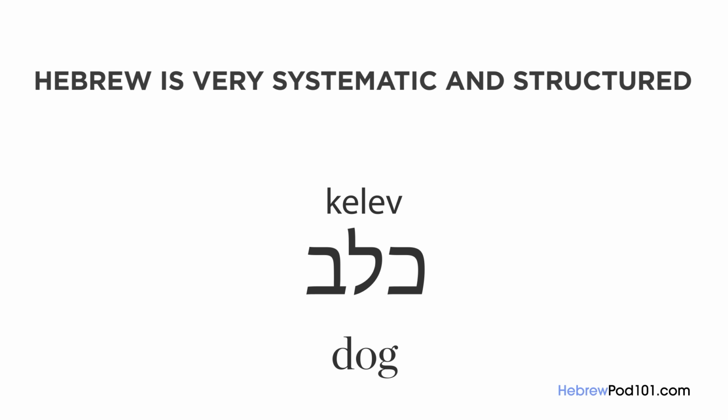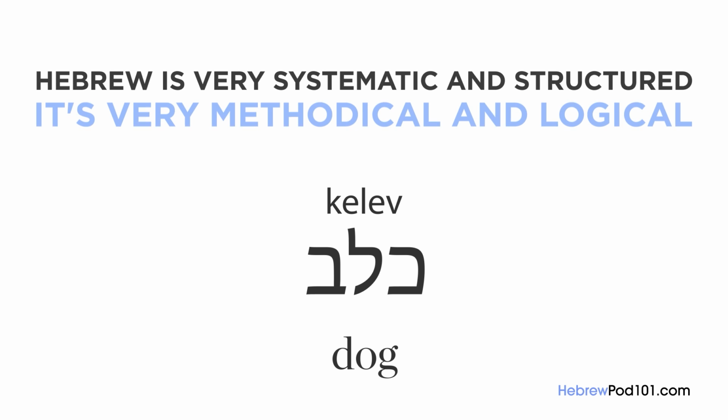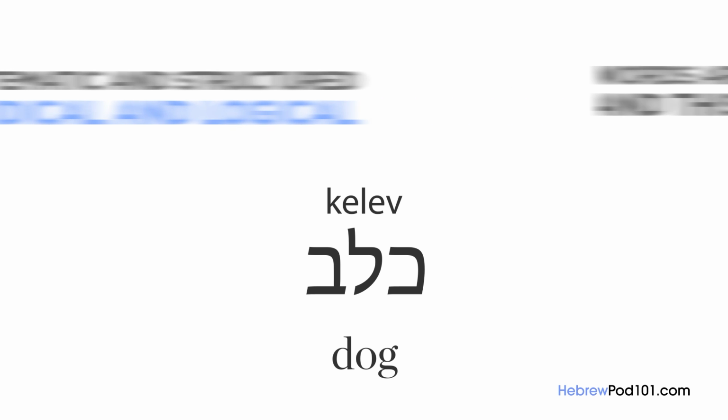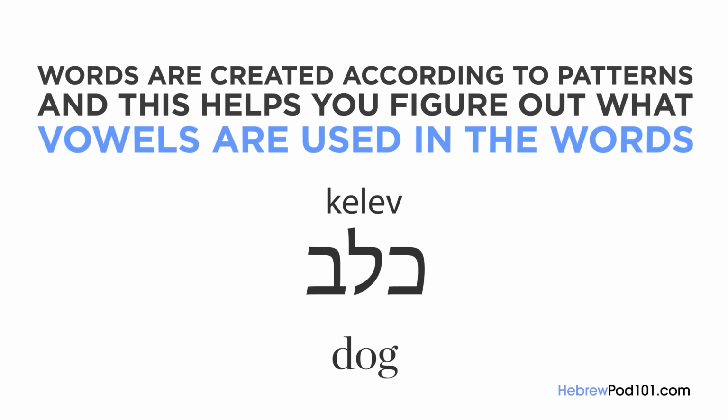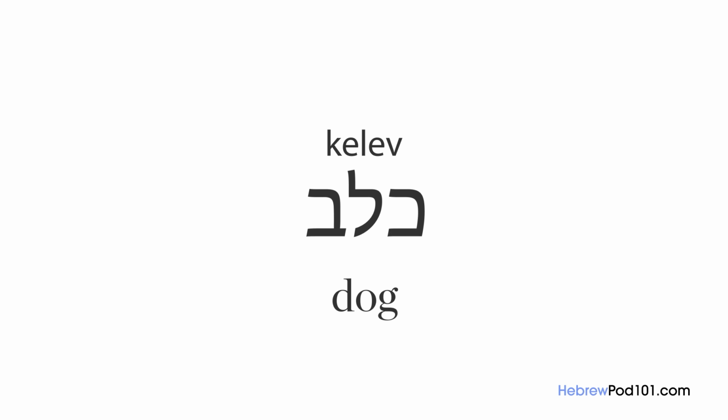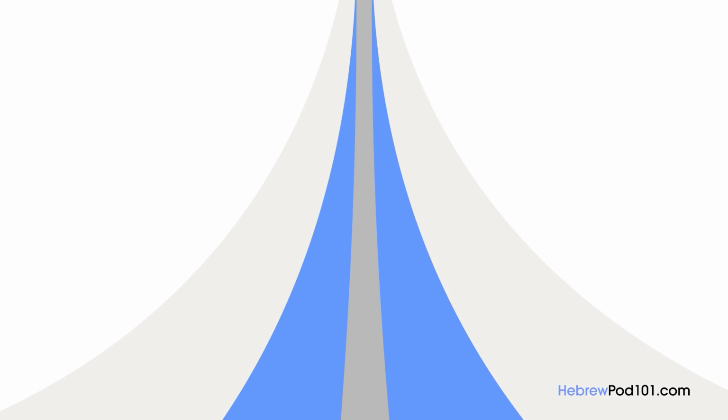That's right. Hebrew is very systematic and structured. It's very methodical and logical. Words are created according to patterns, and this helps you figure out what vowels are used in the words. You already know the word for dog, which is kelev. Next time you see this word, you don't need to see the vowels because you know they are there. You'll have to rely on what you've learned.